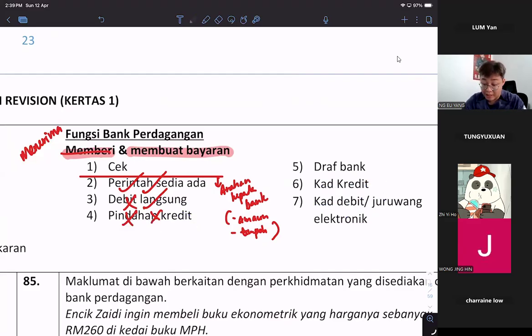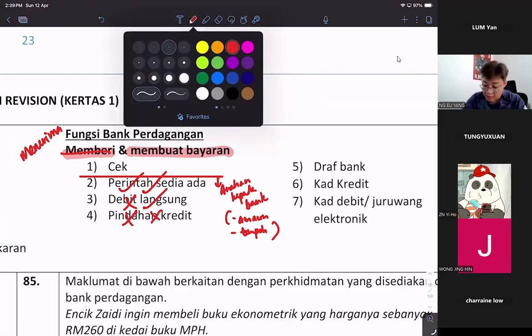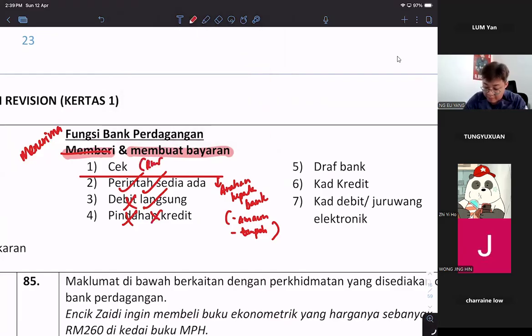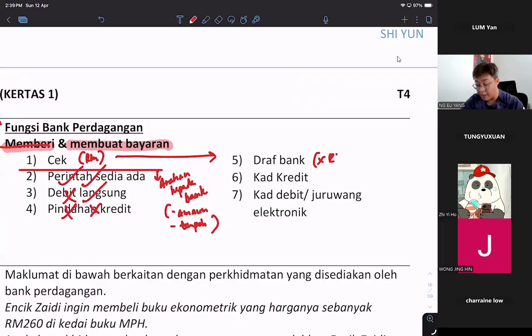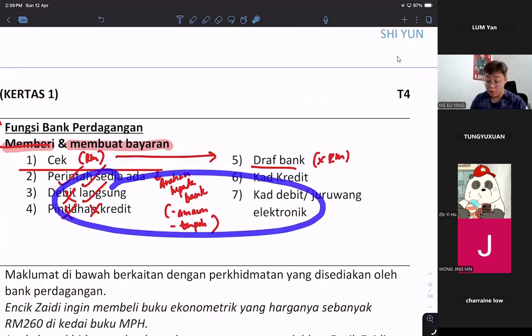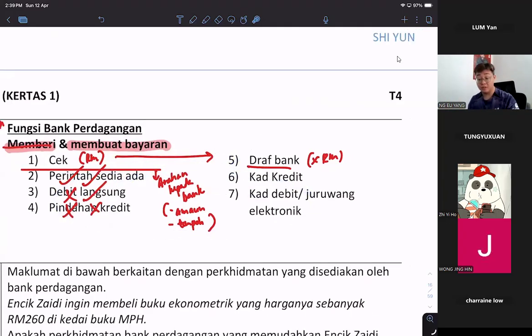Okay, so guys, draw another line. Check is in RM, the currency from Malaysia. So draft bank is another check, but it's not in RM, can be any country's currency. So this is how simple to memorize the draft bank, even though it's still under the arahan kepada bank, it's similar to the check format, just different currency. So this is all your 6 arahan kepada bank. Any questions?